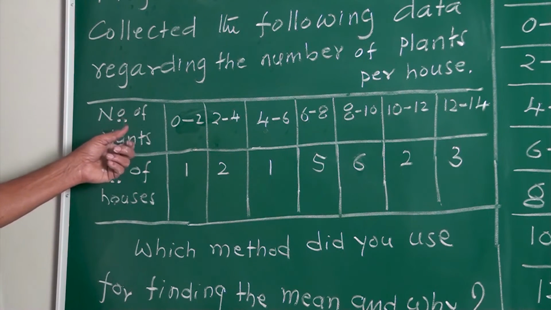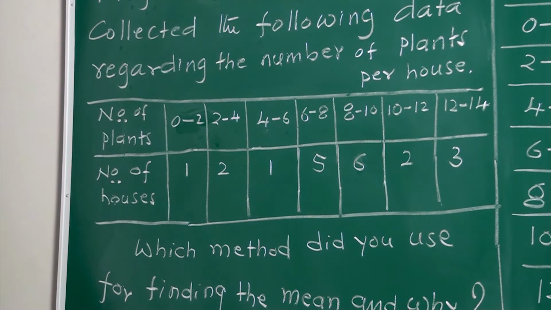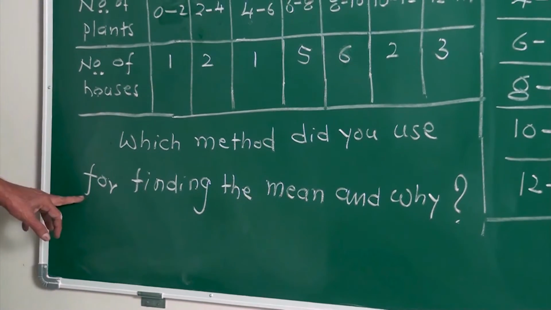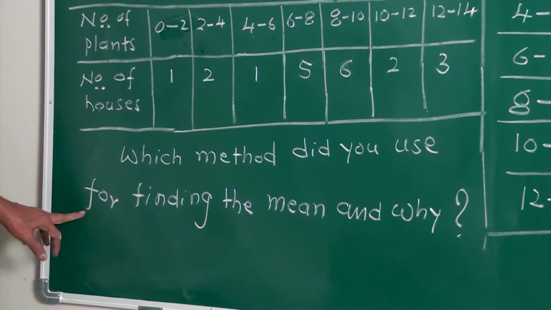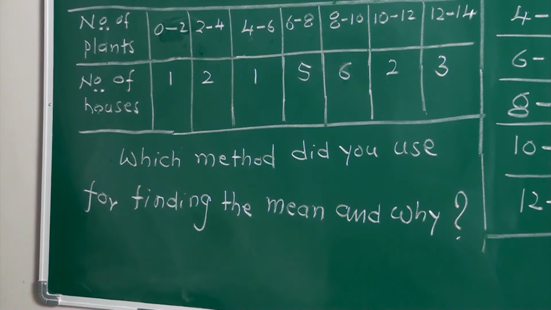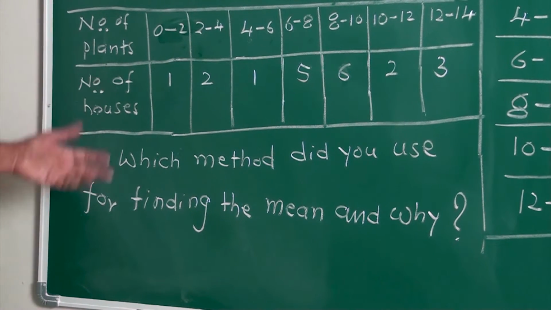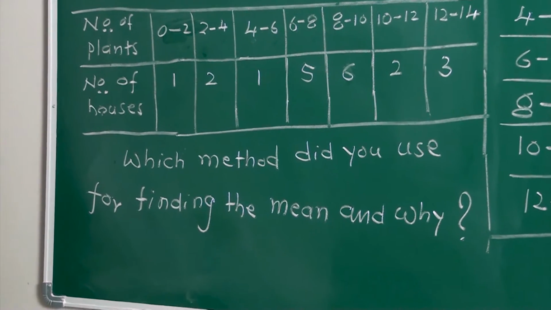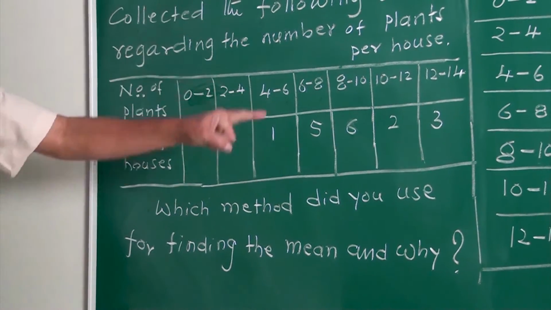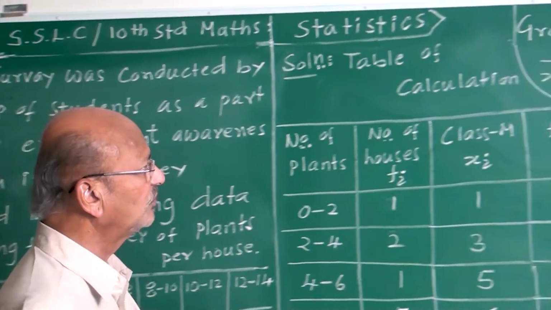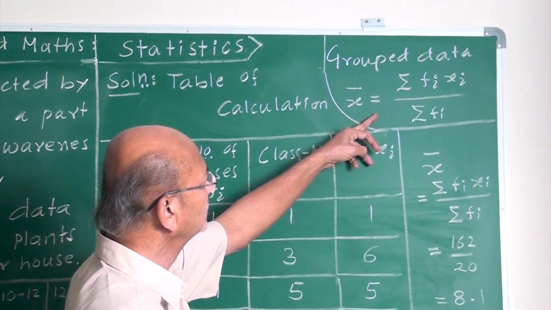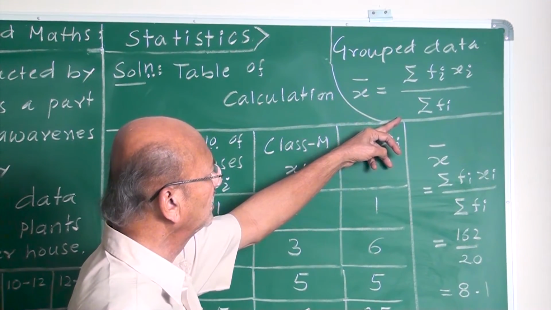You want to find the mean of this. Which method do you have to use, and why? Yes, again we are making use of the direct method. For the direct method, what is the formula? The formula is x bar, the mean, equals sigma fi xi upon sigma fi.